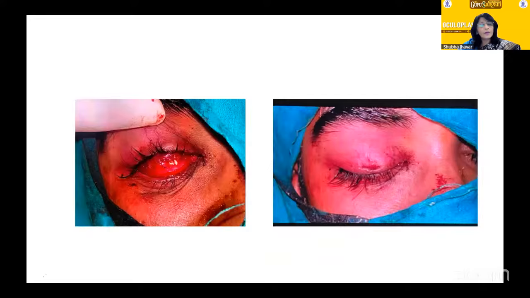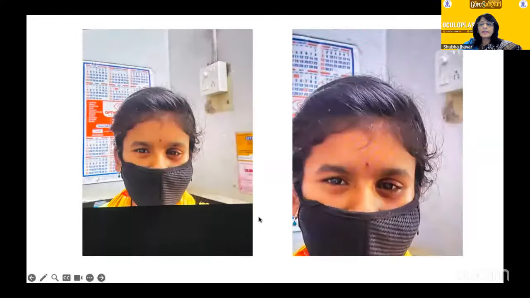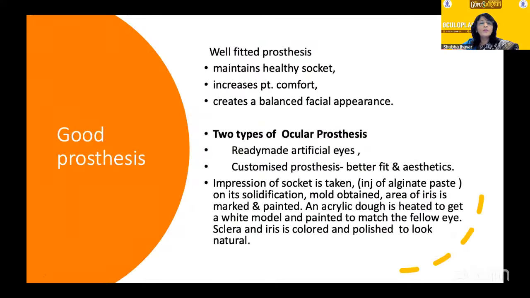And then a conformer is placed, a tarsorrhaphy is done, and that is how smiling she was with a good prosthesis. So a good prosthesis is a well-fitted prosthesis. It maintains a healthy socket. It is not irritating the socket all the time, causing inflammation and discharge. And this increases the patient comfort and, of course, creates a balanced facial appearance. Now, two types of ocular prosthesis we get: ready-made artificial eyes and customized prosthesis. So a customized prosthesis, of course, gives a better fit and aesthetics, and it matches the other eye very well. So that is what is advised.